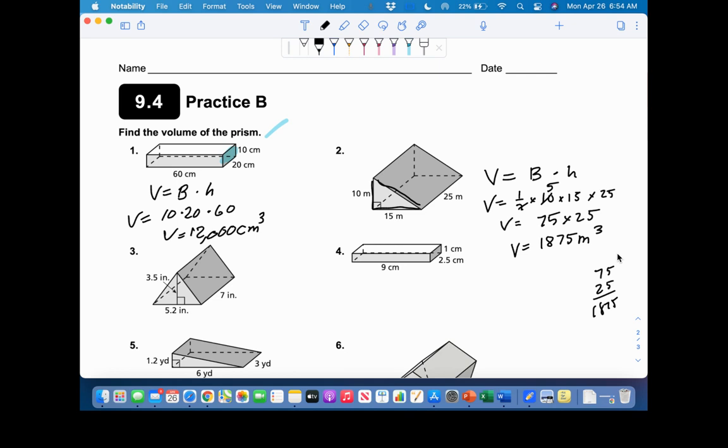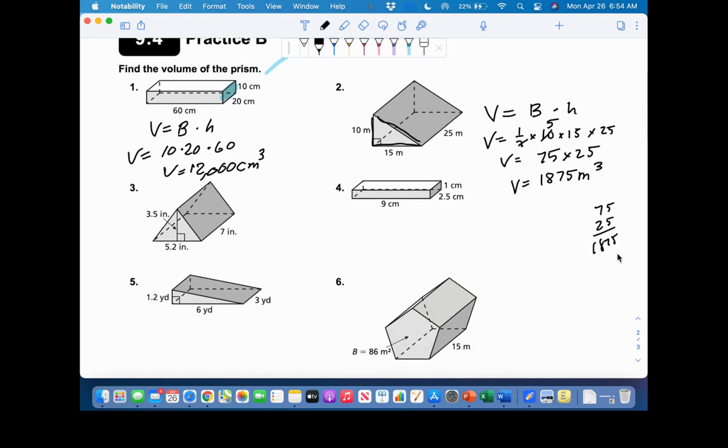And then we get some like number 3 where we have some decimals, and we're definitely going to want to probably use the Desmos calculator. Volume equals area of the base times the height. Volume equals 1/2 times 5.2 times 3.5, and then times the height, which is 7. Okay, so 0.5 times 5.2 times 3.5 times 7 equals 63.7. And so you just plug that into the Desmos calculator.